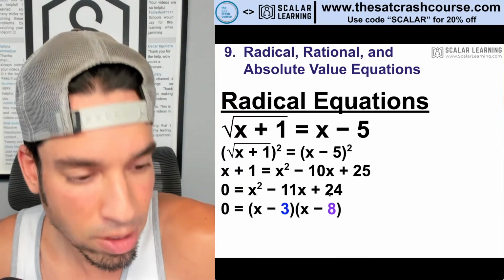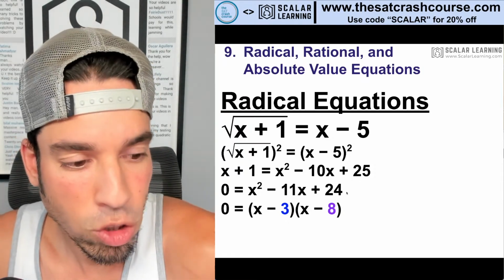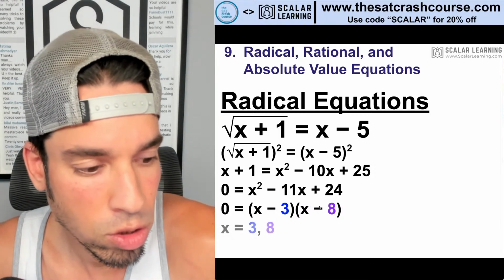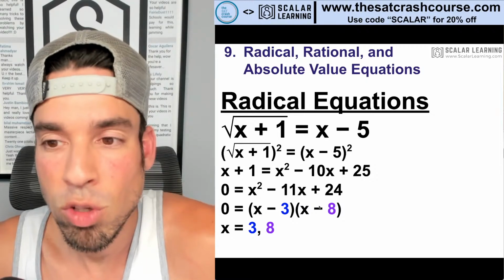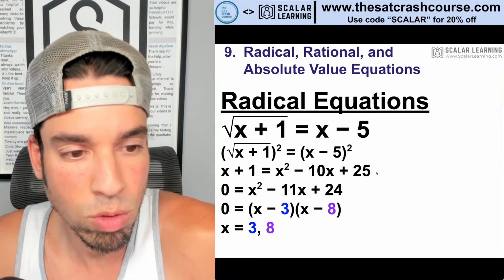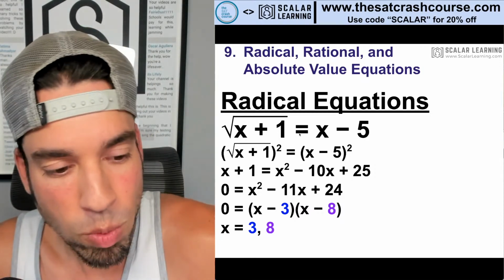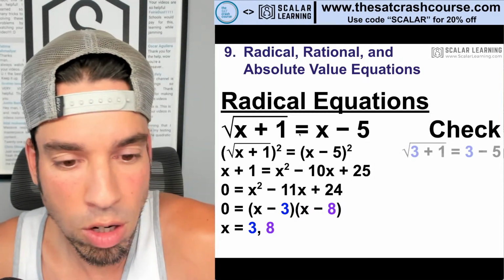We're going to factor, right? What multiplies to 24 and adds to negative 11? Negative 3 and negative 8. And my two solutions are 3 and 8. But now you have to verify something. When you're dealing with a radical equation, you have to check for what are called extraneous solutions. So we need to plug these back in and make sure they're good to go.